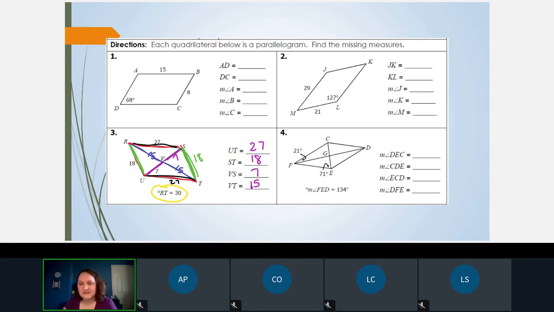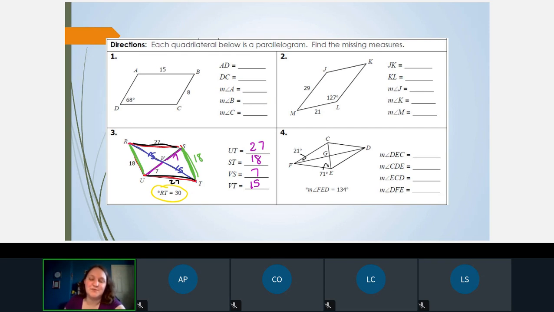All right, let's do one more example here with some parallelograms with some angles this time. So I'm going to look at number 4. In number 4, we have a parallelogram, and it's telling me about angles. There's a very special piece of information down here at the bottom. It says the measure of angle FED is 134.